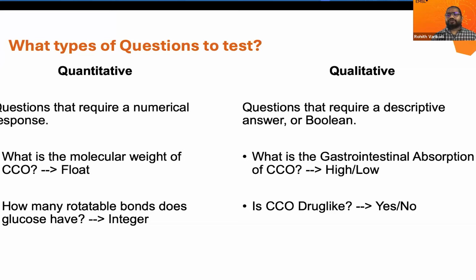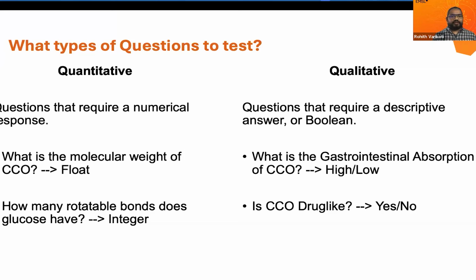Like, what is the gastrointestinal absorption of a chemical compound? Is it high or low? Is CCO drug like? Is a chemical compound drug like? Or does it pass the blood-brain barrier, yes or no? So we asked different types of questions.